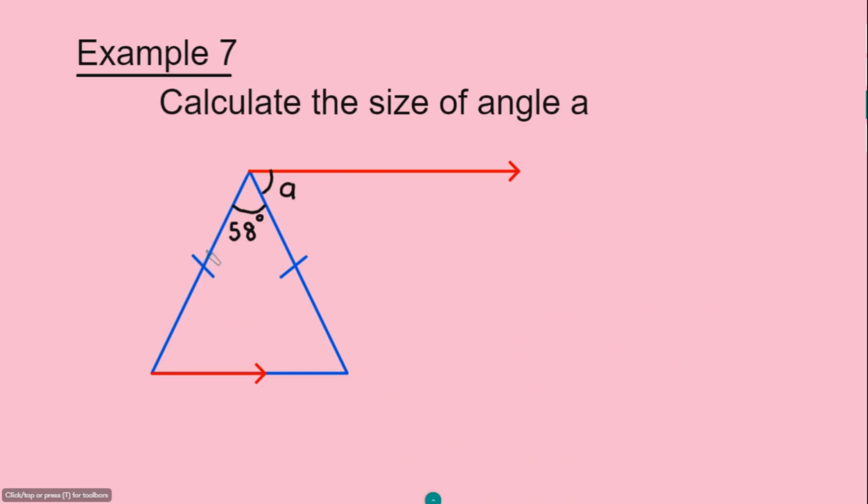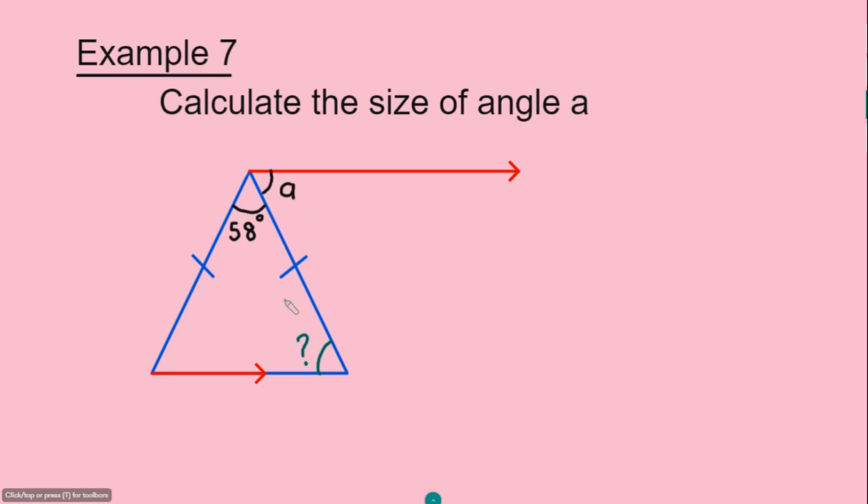Our next question, we have a triangle here. On top and the bottom here we have two parallel lines. To find angle A, I know I can find A if I consider this Z shape. This angle A should be equal to the angle here. So if I can get the angle here, I definitely will know the answer for angle A.